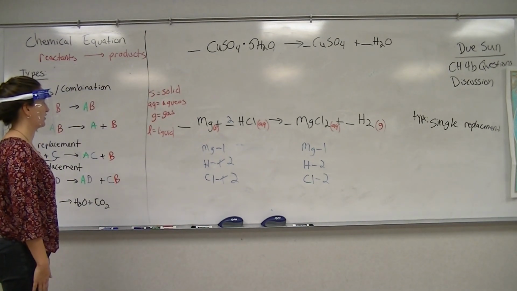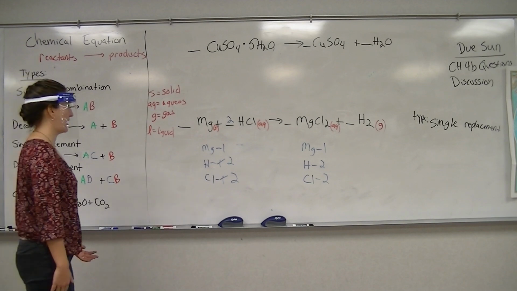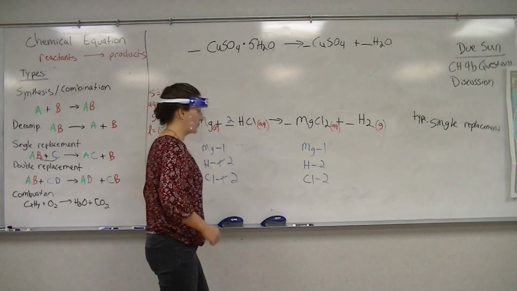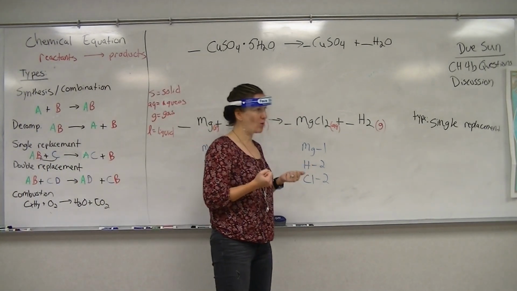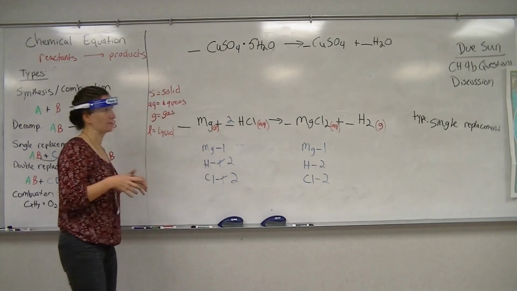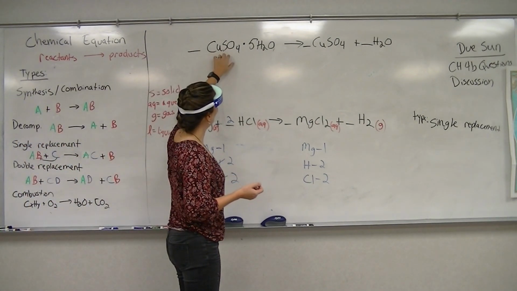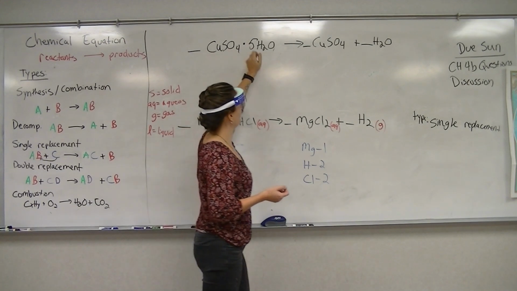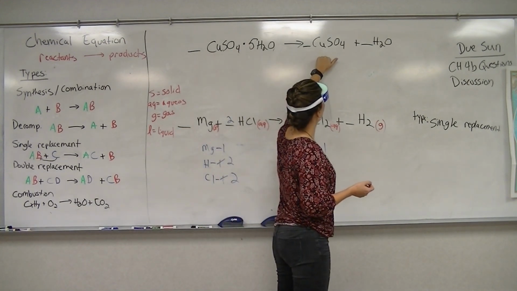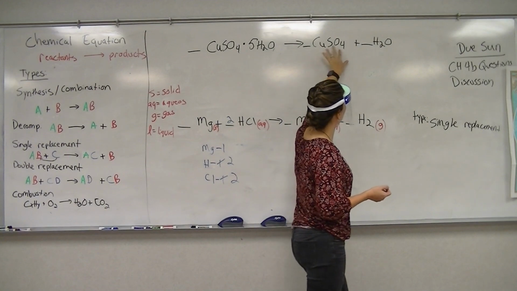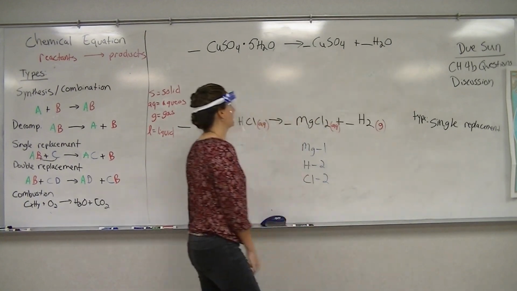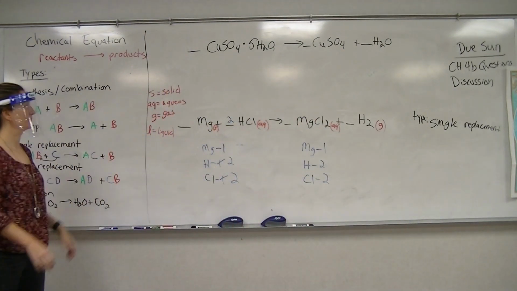So what type of reaction is this? And this is what we did with the hydrate lab. We took a hydrate and we superheated it until we got all the water molecules off as water vapor. So we have copper 2 sulfate pentahydrate on the reactant side. On the product side, we have copper sulfate by itself and then the water molecules by themselves. So we've separated them.